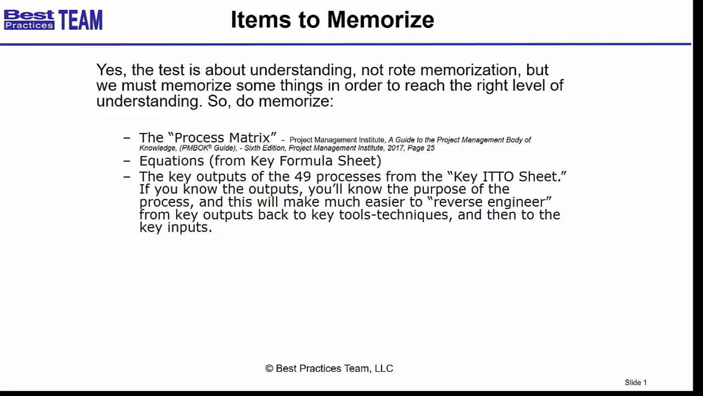There are 49 processes. Most of these processes have only one or two key outputs, and I want you to memorize these outputs. The reason is, if you know the output of the process, you know its goal, you know its purpose. Once you know that, then you can work your way back. Then you can do reverse engineering, if you will, and work your way back to the key tools and techniques, and then to the key inputs. And once that all makes sense, then you're going to do very well on the practice test. You're going to do very well on the real exam. So do get these things memorized.